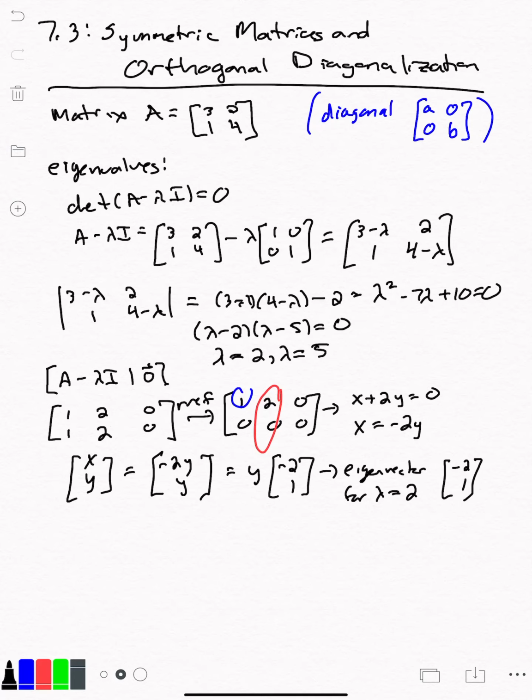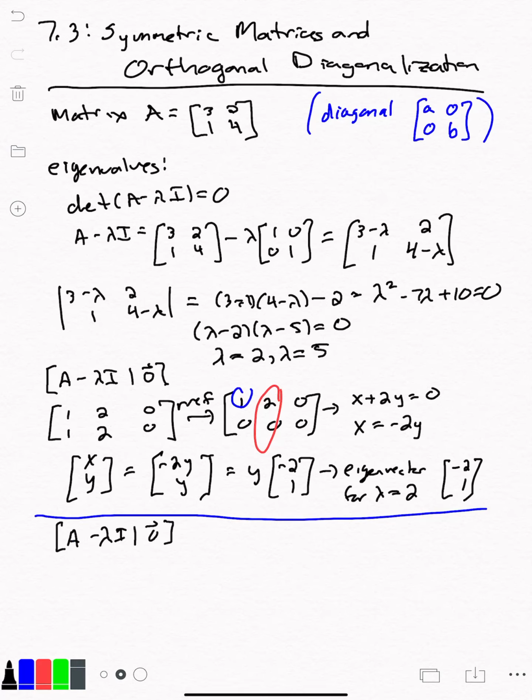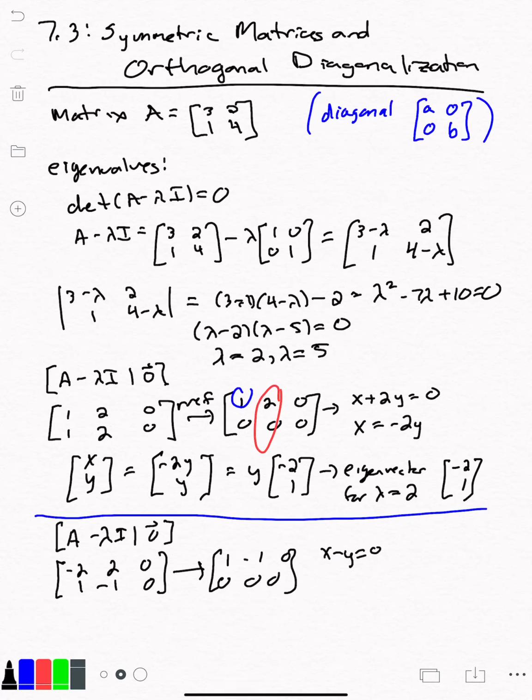Then if I repeat the same thing with my other lambda, if lambda now is 5, then I would have negative 2, 2, 0, 1, negative 1, 0, and then RREF that. X minus y is 0, so x equals y. Then my solutions are y times the vector 1, 1. And so that's my second eigenvector.